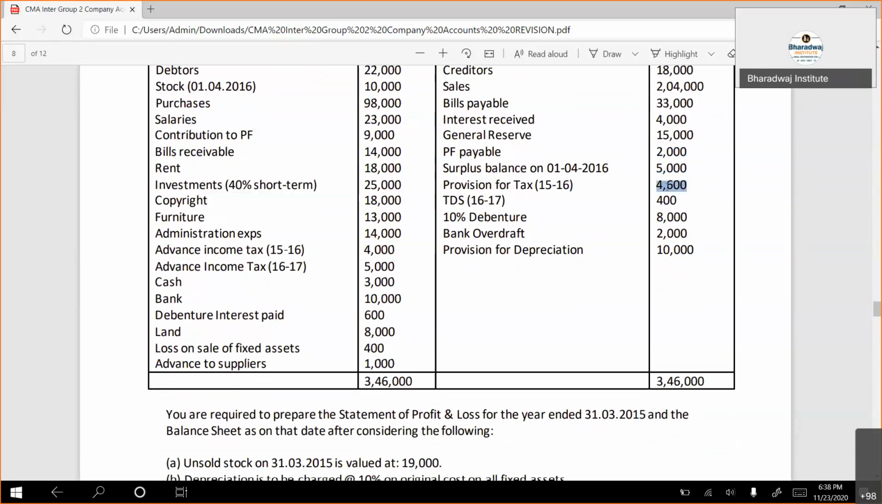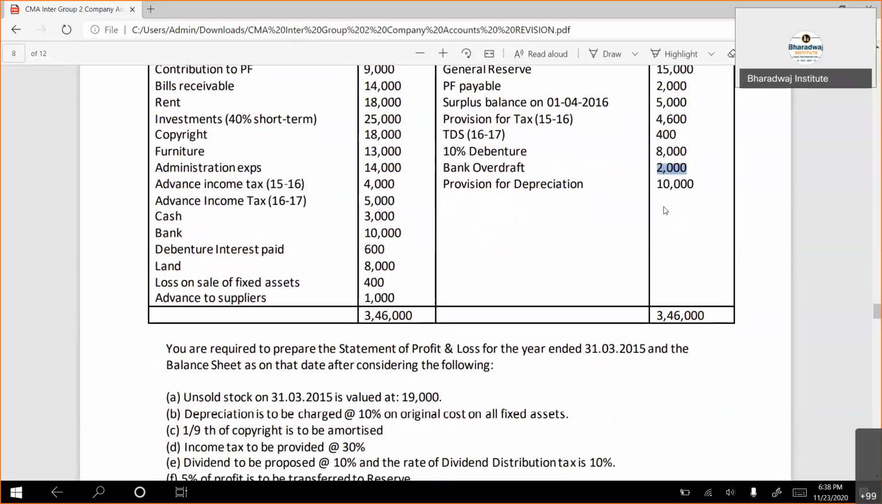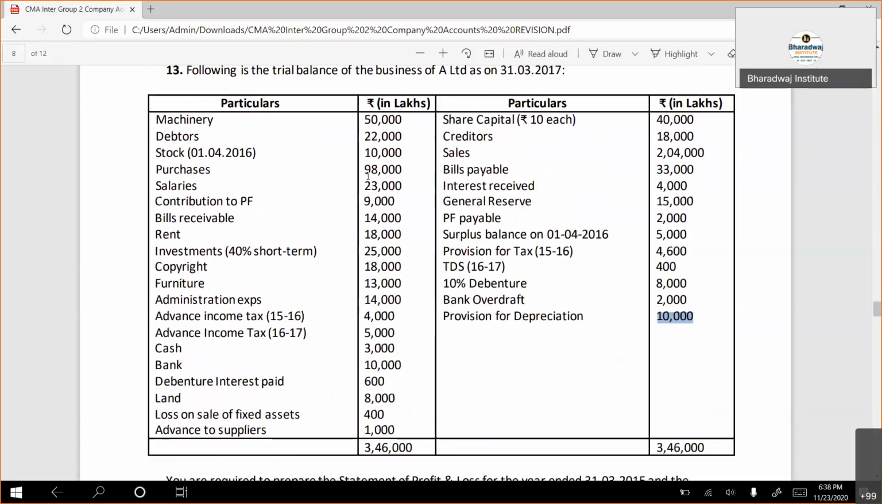Provision for tax for the last year they have given. TDS for the current year is given, which means TDS deducted to be deposited. That will come under current liability. 10% debenture will come under non-current liability. Bank OD will come under short-term borrowings. Provision for depreciation will be adjusted with asset value.